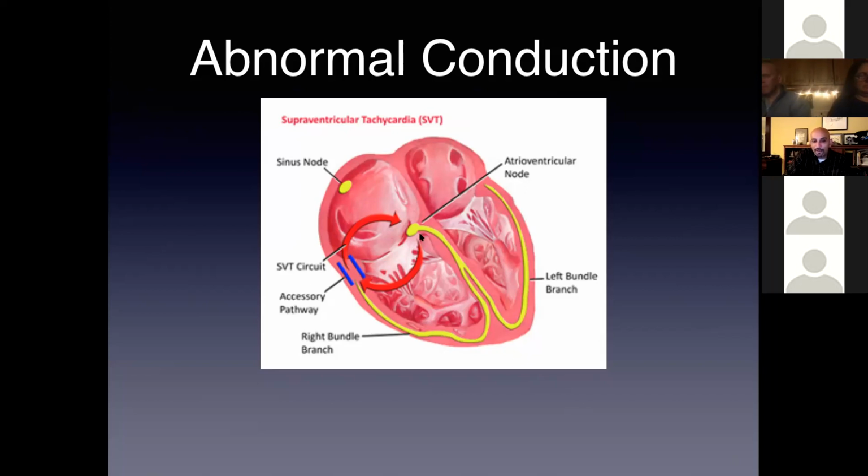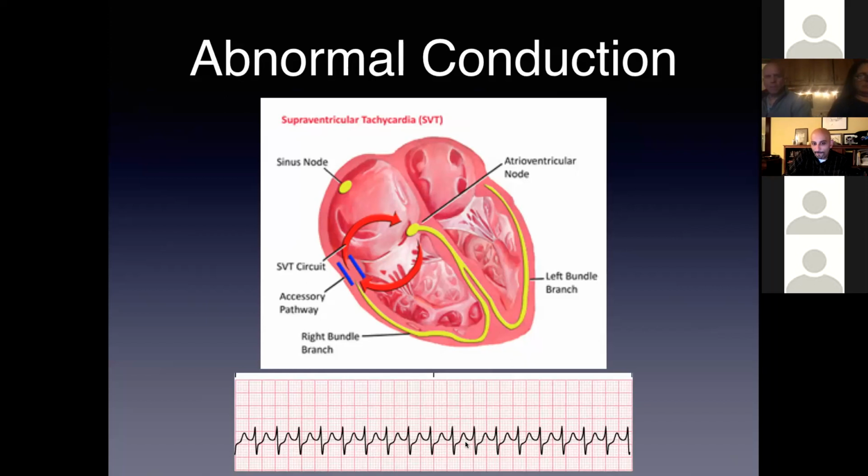You would expect then a narrow complex QRS, and you would expect no P waves because this doesn't have any chance to do anything because this is going so much faster. That's SVT. Does that make sense why that happens? Mhm. And that's why it's narrow.